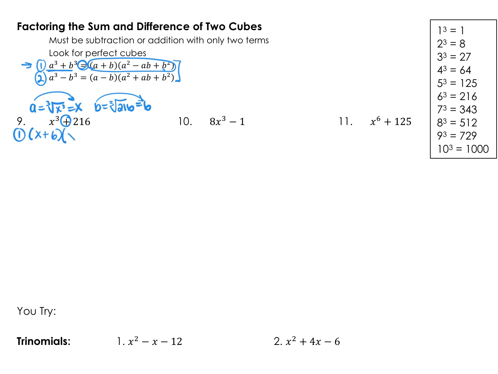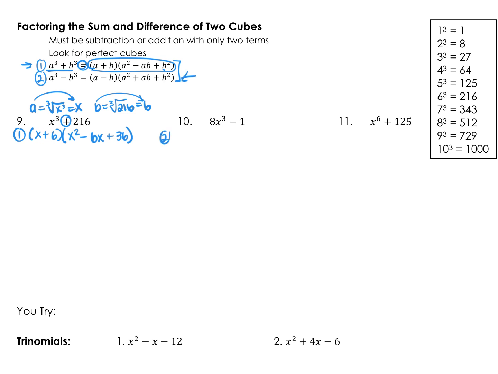And then A squared, so x squared, minus A times B, so x times 6. But usually we write that as 6x, so I'll rewrite it. Plus B squared, so 6 squared, which is 36. And then you're done.